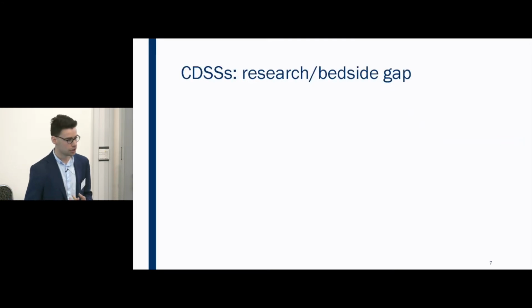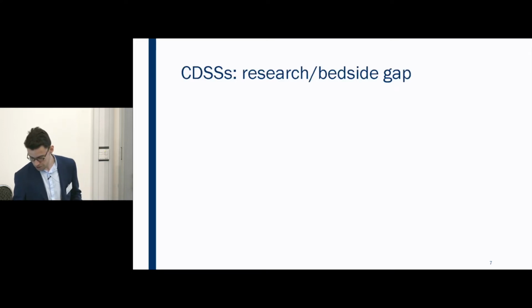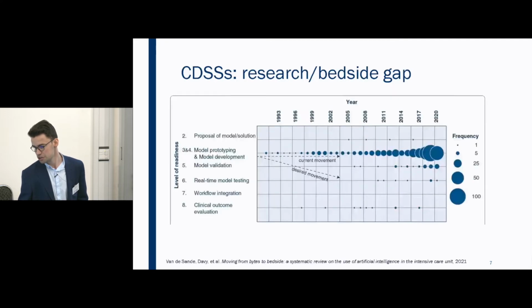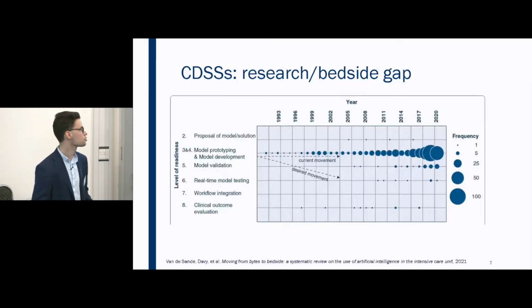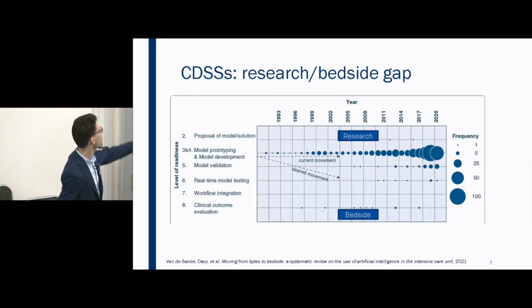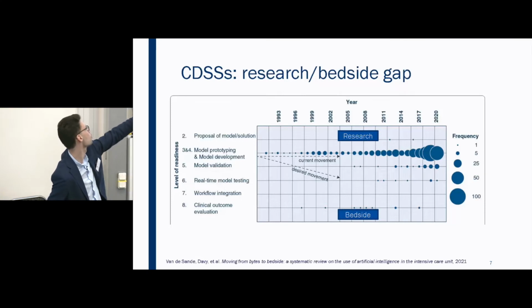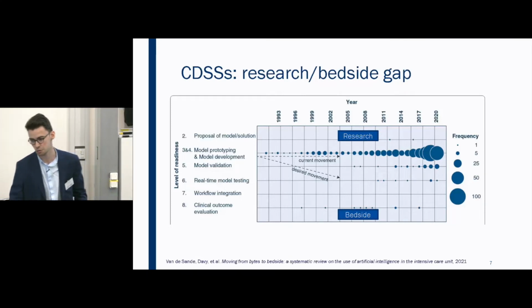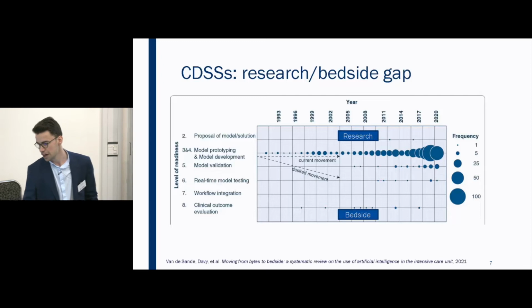Now, when it comes to clinical decision support systems, the presence of all these data sets has really helped the research community. However, a recent review paper, of which I've extracted this figure, shows that there is still an important research bedside gap. If you look at this chart, on the top you have research, on the bottom you have bedside. On the x-axis you have time, and the bigger the circle, the more papers were published on clinical decision support systems at this point in time.